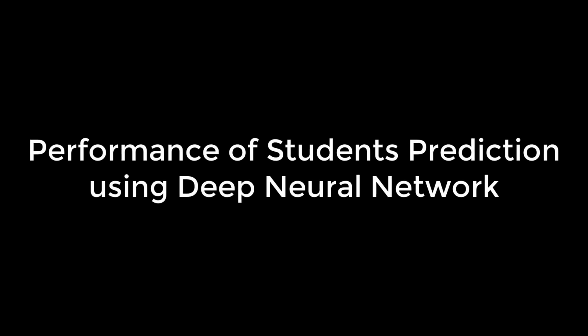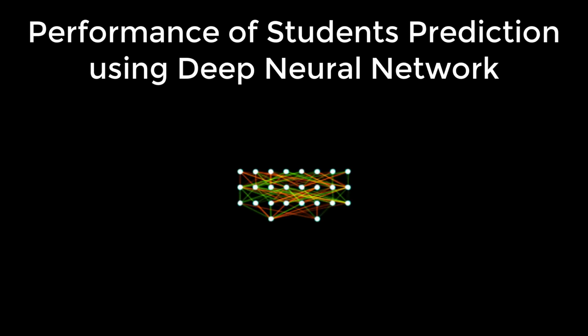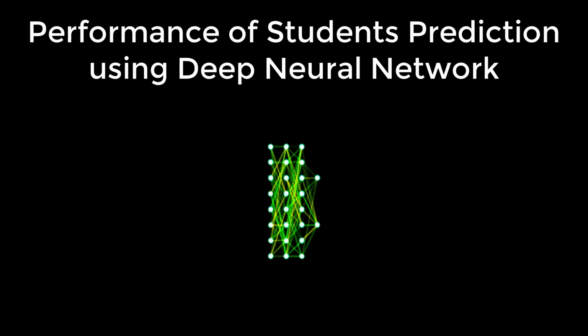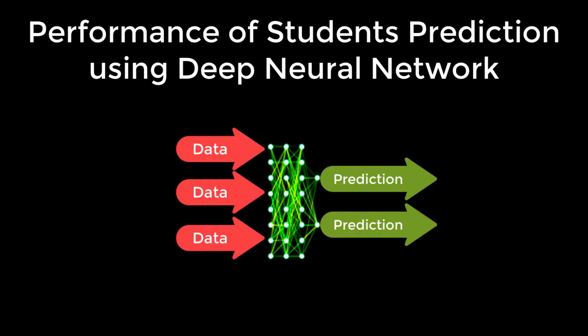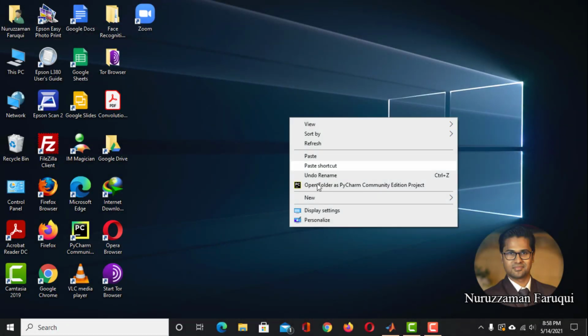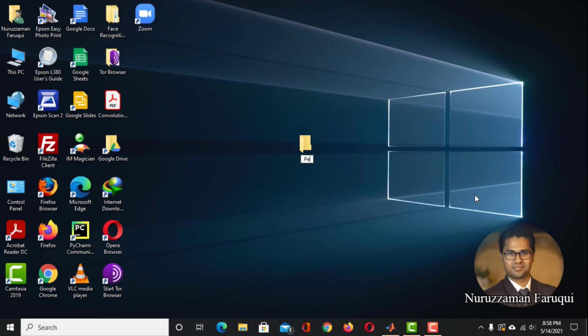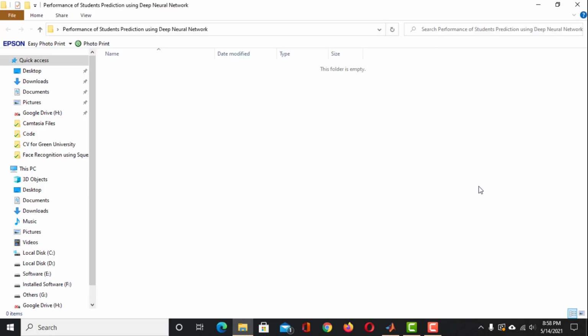In this tutorial, we will learn how to design, implement, train, and test a deep neural network to predict performance of students. Create a folder and name it Performance of Students Prediction Using Deep Neural Network. I already have the dataset copied in the clipboard, pasting it here. You can download the dataset from the link given in the description of this video.